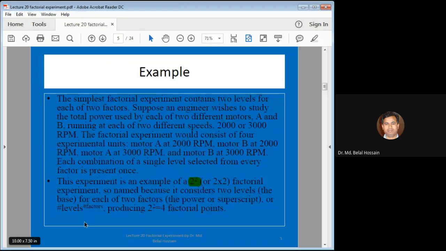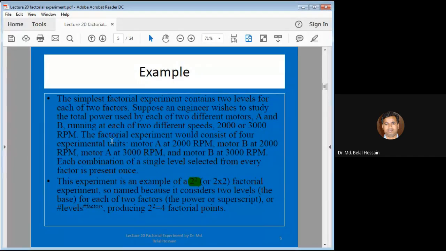The simplest factorial experiment contains two levels for each of two factors. Suppose an engineer wishes to study the total power used by each of the two different motors, A and B, running at each of the two different speeds, 2000 and 3000 RPM. Okay, you know this RPM, rotations per minute. Okay, something like that.